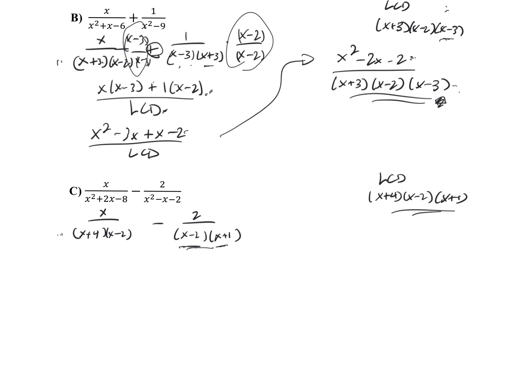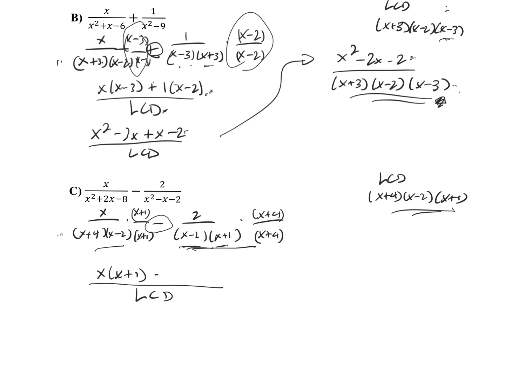So the next step is we're going to multiply by some form of 1 to create an equivalent fraction. So in this case, what's missing is x plus 1. So I'll multiply upstairs and downstairs by it. Over here, what's missing is the x plus 4. Okay, so now that I have the same denominator, in order to subtract, I keep that denominator and I basically take my numerator and subtract my numerator that I have.